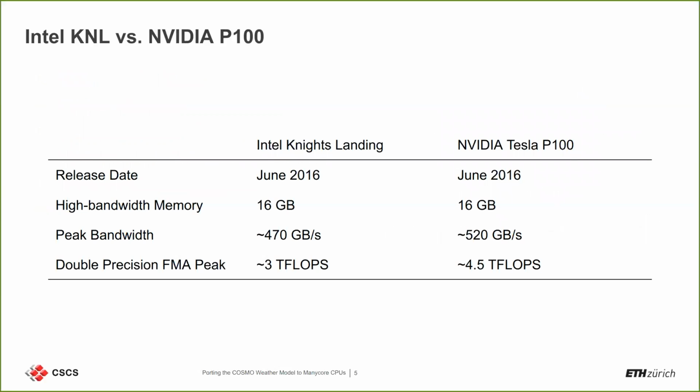We chose this architecture because when we started the project, which in the end was a paper last year, it was quite new. We started in 2017, and the hardware was released in June 2016, actually at the same time as the NVIDIA Tesla P100, which is used in CSCS's flagship system Piz Daint. Both of the architectures have 16 gigabytes of high bandwidth memory. The KNL has slightly lower peak bandwidth than the P100, and also fewer flops, but here the flops don't matter much for weather and climate codes.